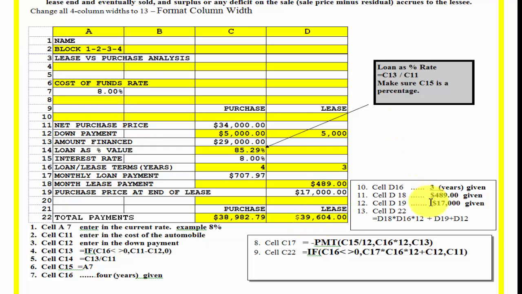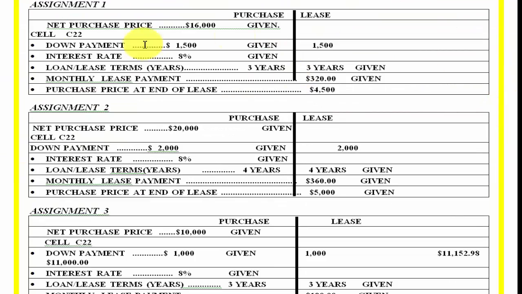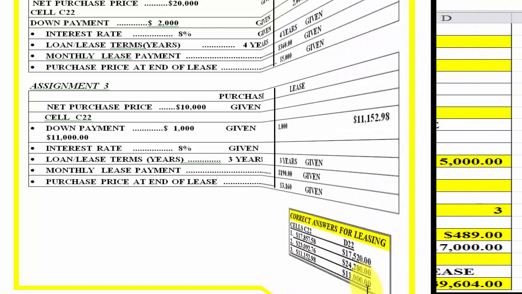Make sure you look at these equations before you put them in. Make sure everything is correct. Okay? Now, with this lesson, we have several assignments for you. We've given you some values for purchasing and leasing, and you come up with the answers. And I've also provided for you the correct answers for all three cases. So your scenarios should definitely end up like this. Okay, let's look at the spreadsheet and see how this all comes about.